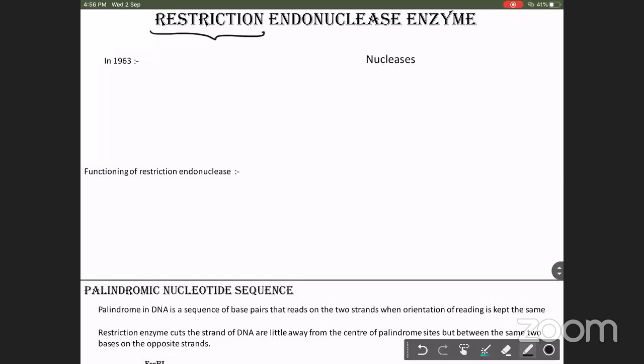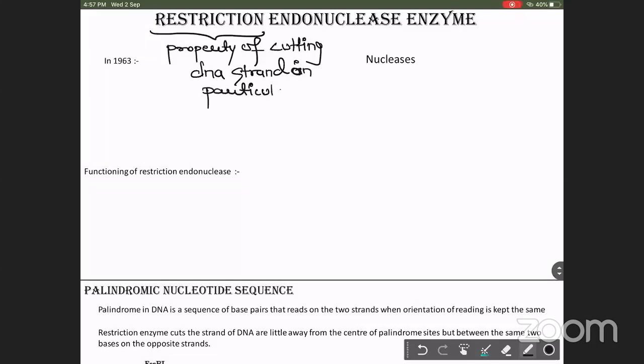In front of you are three words: restriction, endonuclease, and enzyme. Let's first talk about restriction. Whenever we talk about the word restriction, it means we have some limits. So the restriction endonuclease enzyme has the property of cutting the DNA strand on a particular sequence.